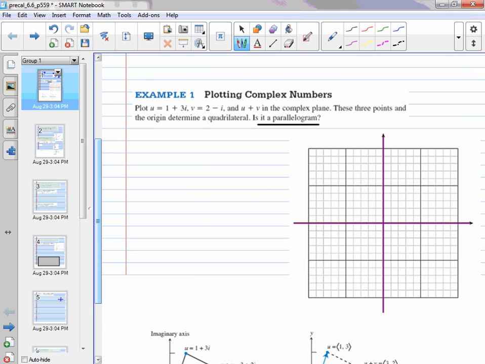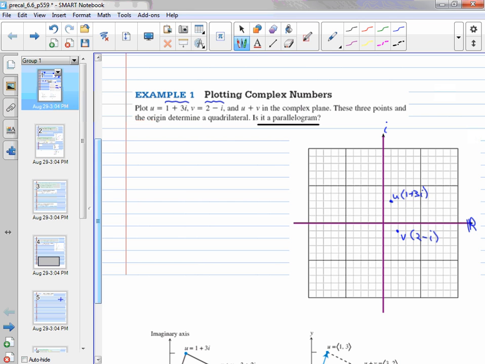And we arrive at this location, 2 plus 3i. Example 1. Plot point U, which happens to be 1 plus 3i. Real axis, imaginary axis, right 1, up 3, there's the point U, 1 plus 3i. V, 2 minus i, right 2, down 1. There's V, 2 minus i. So this was 1 plus 3i. This was 2 minus i.